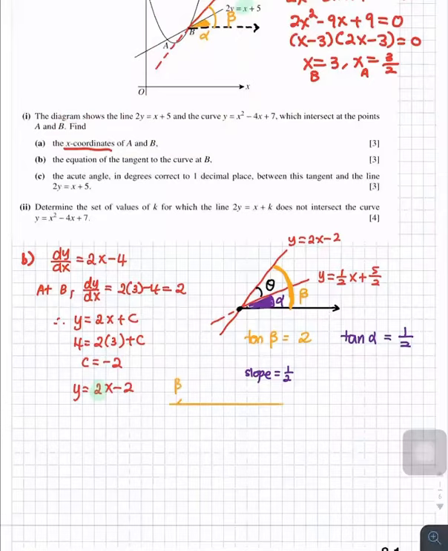Okay, unnecessary, I erase this. Therefore, your theta will be beta minus alpha: tangent inverse 2 minus tangent inverse half.